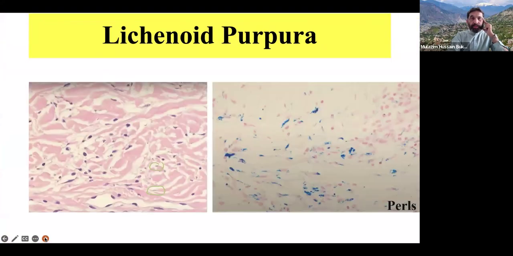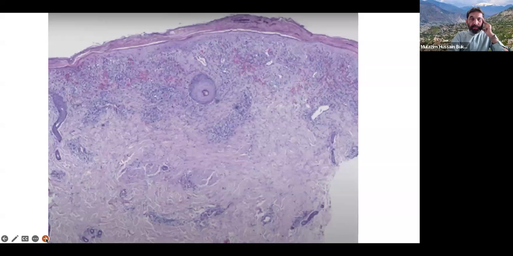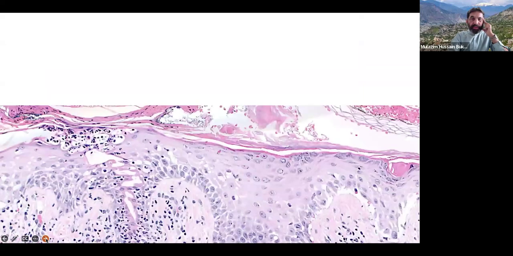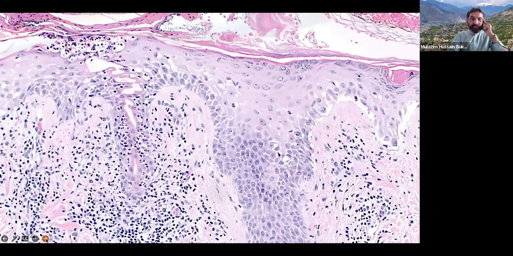Sometimes in lichen planus with purpura, you can see another picture called iron stains. These are iron pigments and can be stained with the Perls reaction. These are seen in purpura. So what is this? If you go on again, this is the picture of the vacuolar variant.